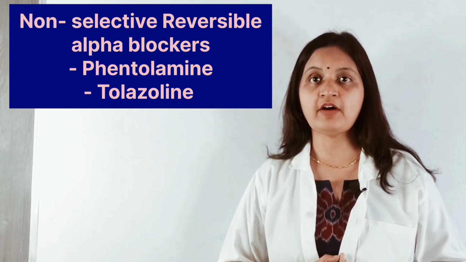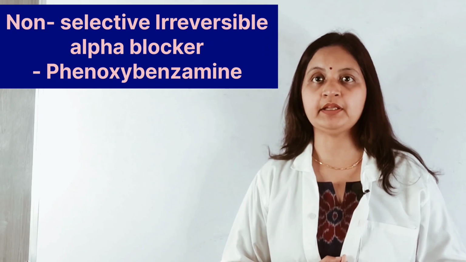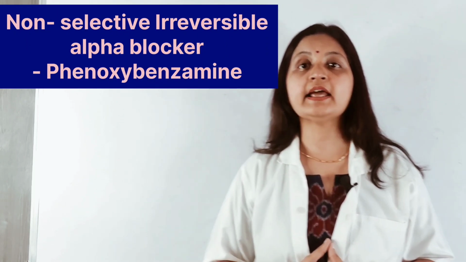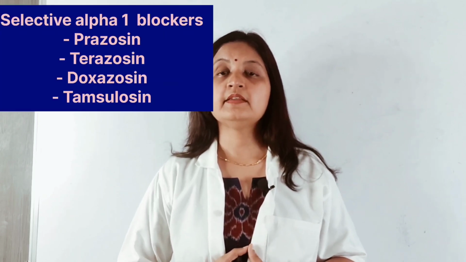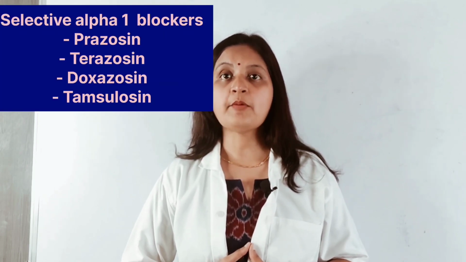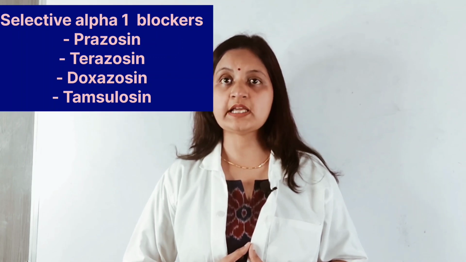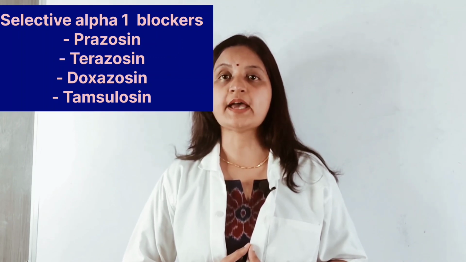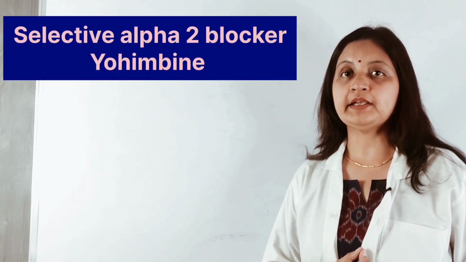Irreversible non-selective alpha blocker is phenoxybenzamine. The next is selective blockers. The drugs that selectively block alpha-1 or alpha-2 receptors are selective alpha blockers. Selective alpha-1 blockers are prazosin, terazosin, doxazosin and tamsulosin, and the alpha-2 blocker is yohimbine.